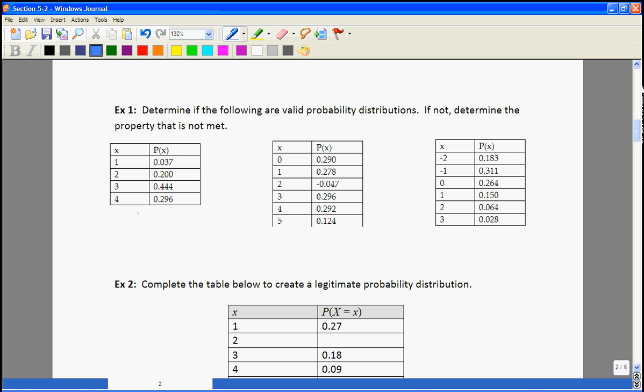Well, I get a sum of my probabilities equal to 0.977. Although that's close to 1, it's not close enough. It's off by 23/100ths, or 0.023. And we can't let an error that large be okay. So this is not valid since the probabilities do not sum to 1.